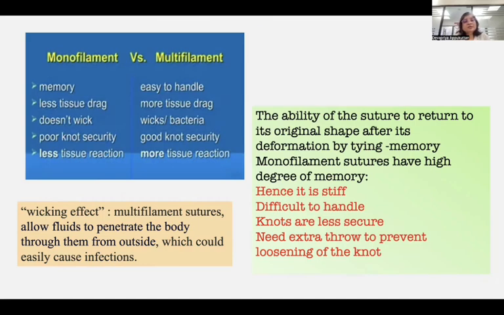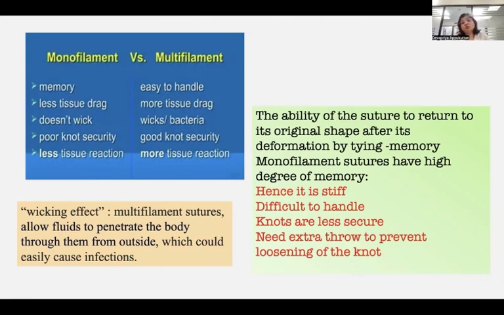Now let's see the difference between monofilament and multifilament. In terms of memory, monofilament has very high memory, so it's difficult to handle. Multifilament is easy to handle. Monofilaments cause less tissue drag or tissue trauma, whereas multifilaments cause more tissue drag. The monofilament does not wick, whereas the multifilament undergoes a wicking effect. What is this wicking effect? The multifilament sutures allow fluid to penetrate the body through them from outside, which can lead to infections. Next, we see the knot security.